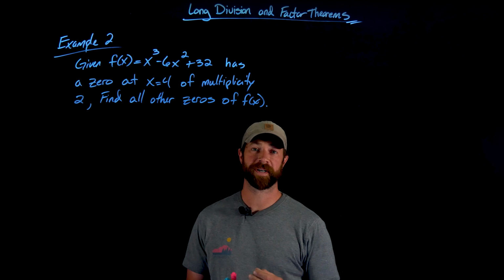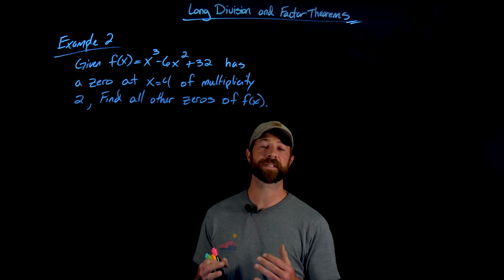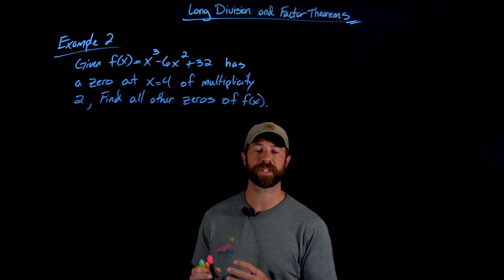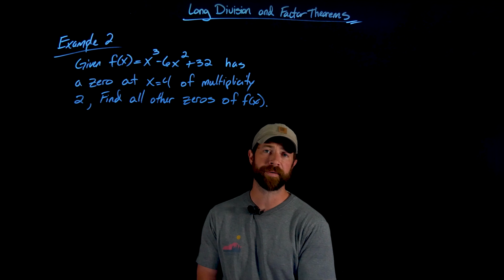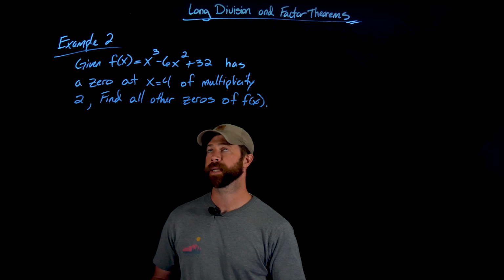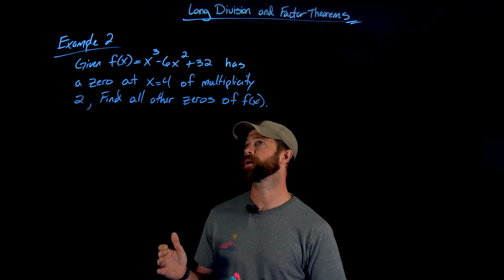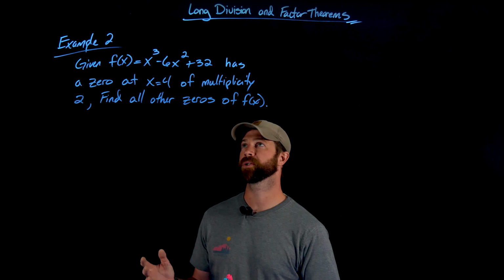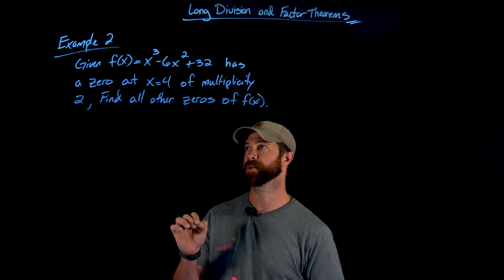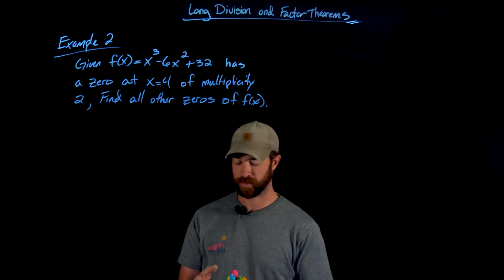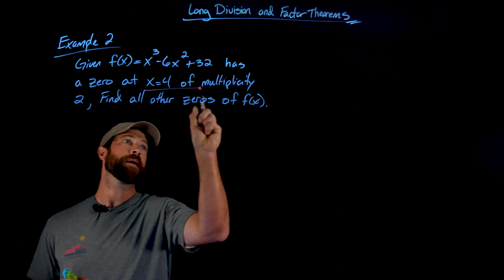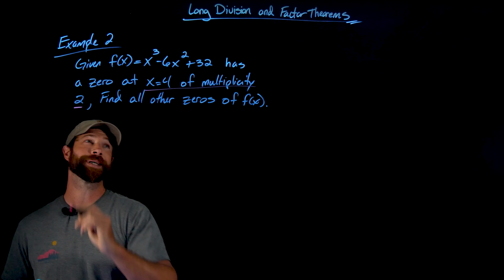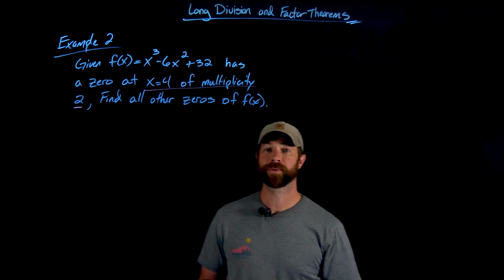All right, here's a fun example that ties together much of the stuff we've talked about before. It's really building to what we're going to see very soon in the rational root theorem and the fundamental theorem of algebra. In this case, we're given this polynomial f of x equals x cubed minus 6x squared plus 32. And we're being told that it has a 0 at x equals 4 of multiplicity 2. This is really important. So two things.